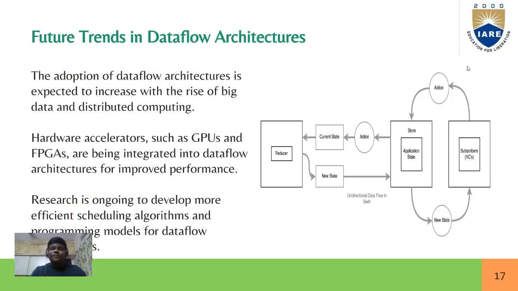Here we see a diagram where a new state is formed through the application state, a new state, and subscribers. An action is done and continued to the current state, then to the reducer. This is a non-stop process going on in unidirectional data flow in Swift.